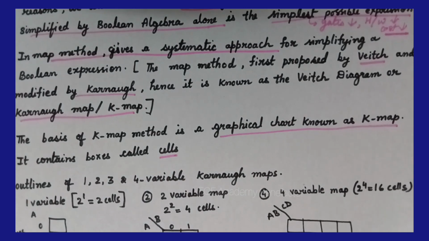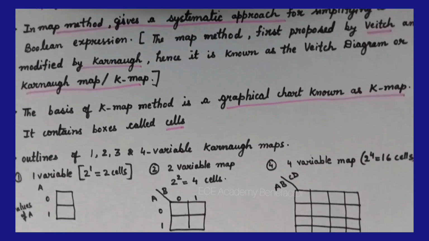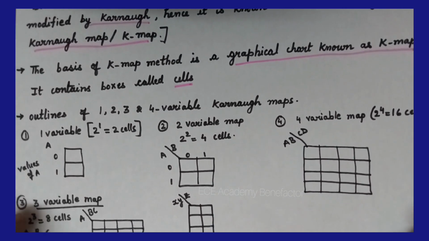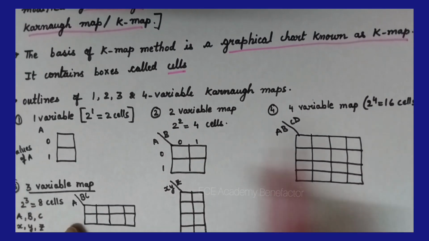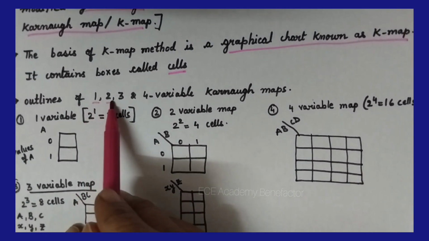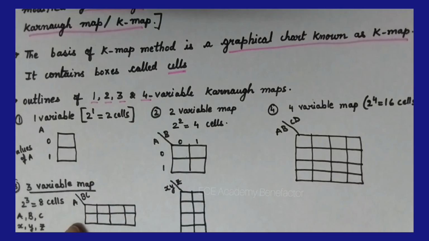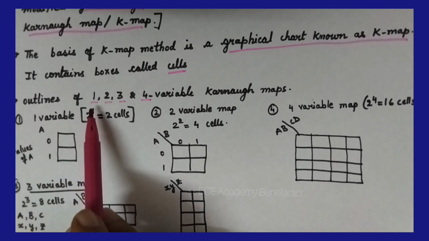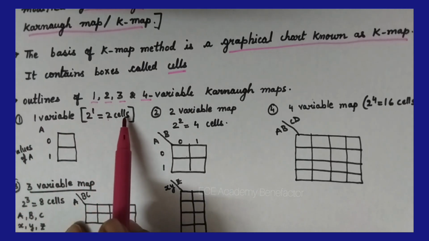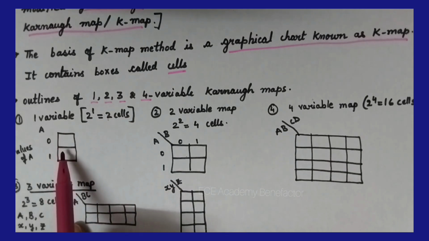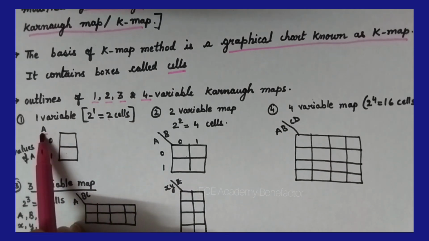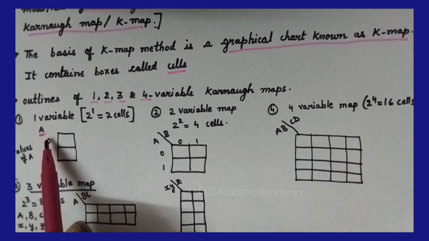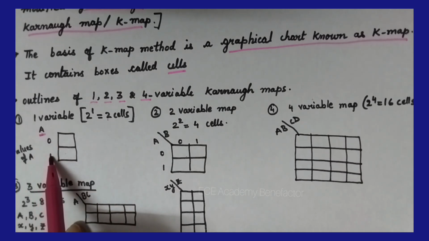So there can be 4 types of Karnaugh map. The outlines are drawn here. So the outline of one variable, 2, 3 and 4 variable K-map is drawn here. One variable K-map means 2 to the power 1, which is 2. So it will have 2 cells like this, 1, 2. So variable A has values 0 or 1.